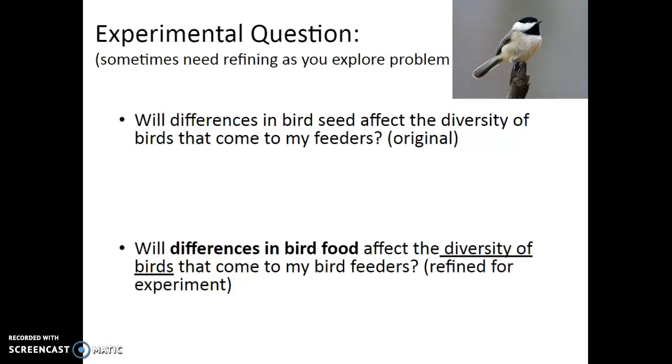So maybe I like feeding birds, and I want to know what bird seed is going to have the greatest diversity of birds visiting my feeders. But then maybe I realize that there's not just seed feeders, there's different food types that I want to consider, not just seed. So what differences in bird food will affect the diversity of birds that come to my bird feeders? So sometimes when you start with your question, you refine it a little bit as you're leading into the experiment itself.